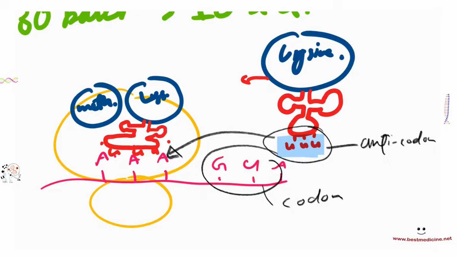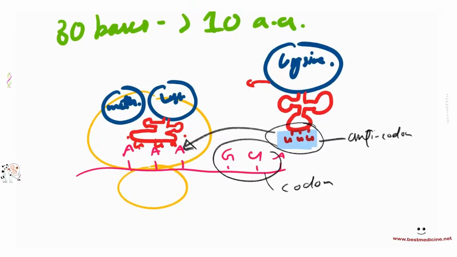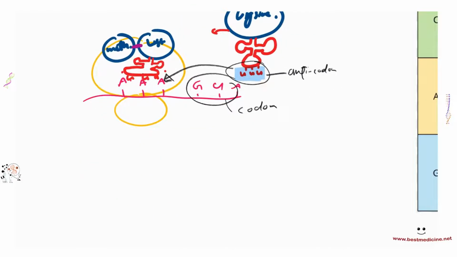bringing in the lysine. Now what the ribosome does, once both of those amino acids are here, is form a peptide bond between them. And you get a peptide bond between them, so we link two amino acids together. And shortly what will follow is that this mRNA is going to move along.